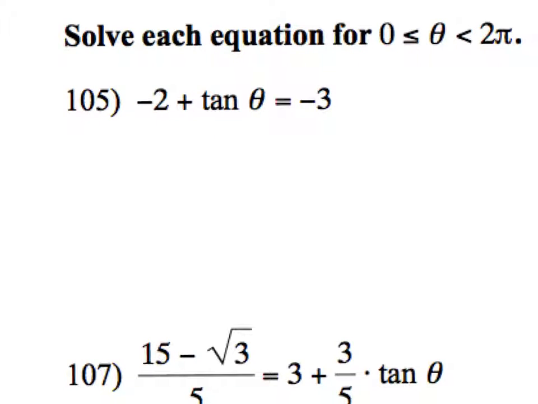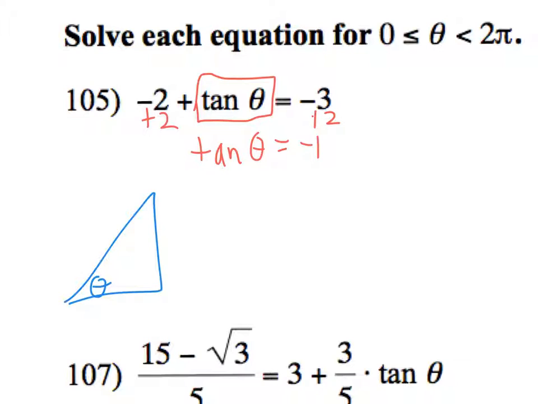All right, we've got to solve some equations. We've got -2 plus tangent theta is equal to -3. I'm going to start off by getting the tangent theta part by itself, so plus 2, tangent theta is equal to -1. First thing I'd like to think about is what type of triangle can give me a tangent value of 1. I know that tangent is the opposite divided by the adjacent. The only way opposite divided by adjacent could equal 1 is if the opposite and the adjacent values are equal. The only type of triangle that can give us that is a 45, 45, 90.